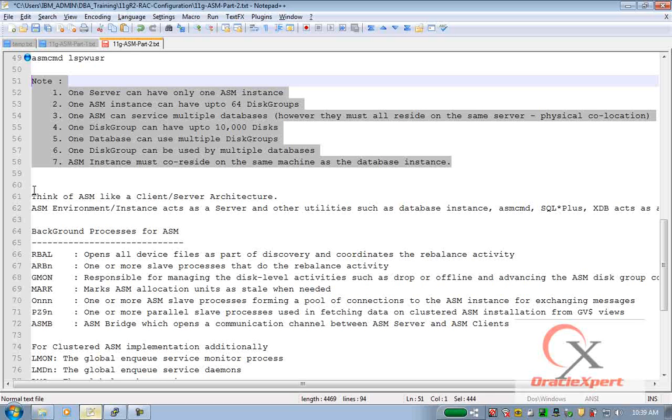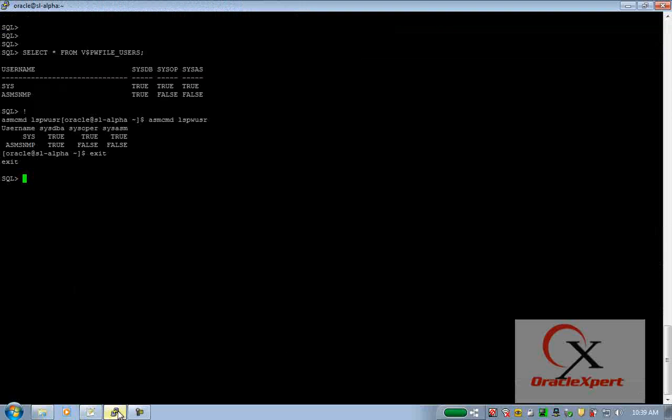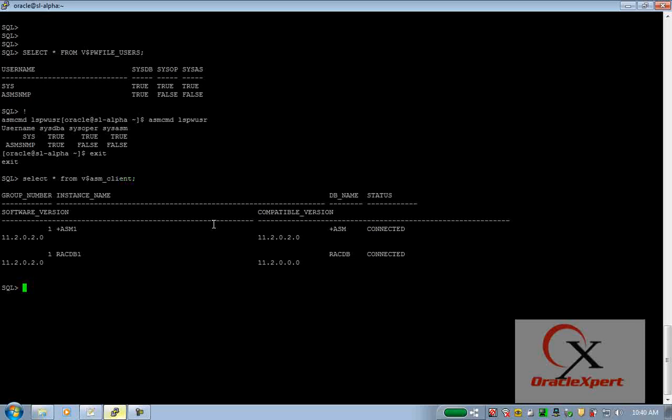Now implementation wise, if you want an analogy, then you can think of an ASM implementation like a client server implementation, where the ASM instance acts as a server, and other utilities such as database instances, ASMCMD, SQL*Plus, the grid infrastructure services, and XML DB (XDB) act as clients. So when I go to ASM and say select * from V$ASM_CLIENT, I can see who all are connected.